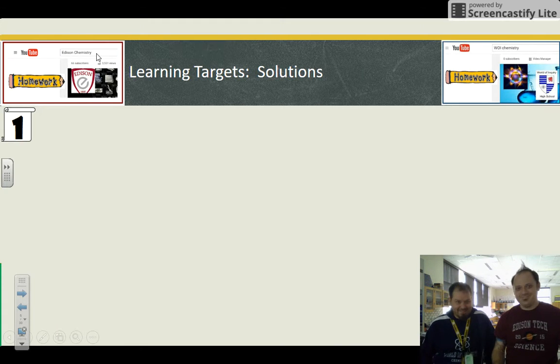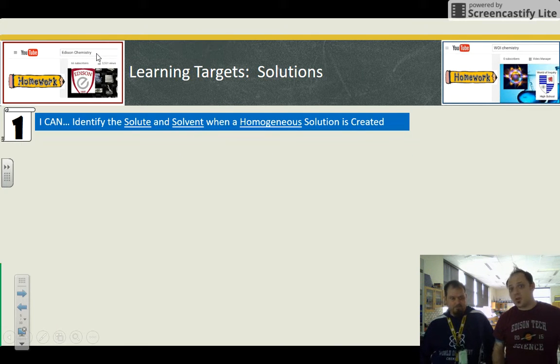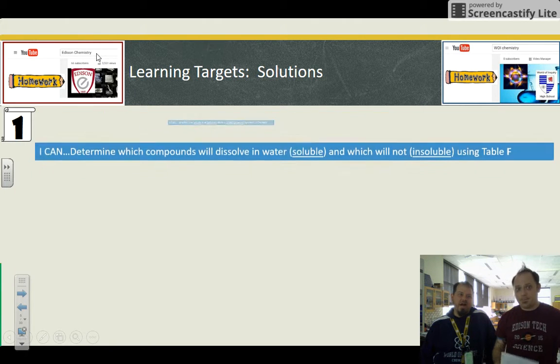So here's your targets. I want you to be able to say that I can do the following things, like identify the solute and solvent when a homogeneous solution is created. I give you a word problem, tell me which one's the solute, which one's the solvent. You got to be able to break it down and say the vocab words that we gotta know.